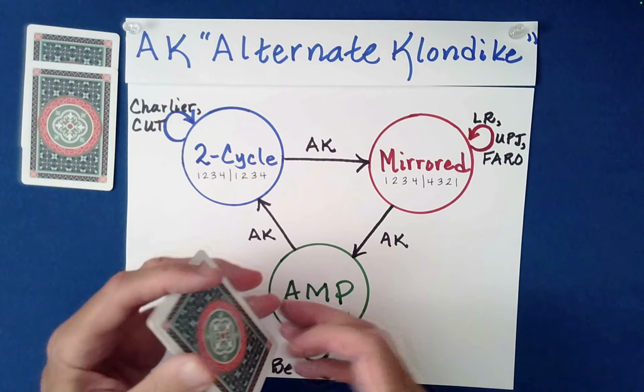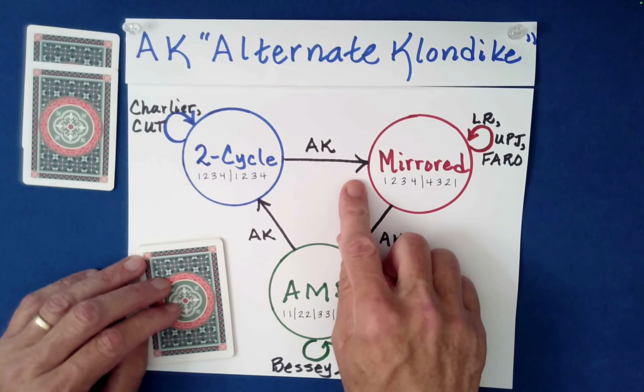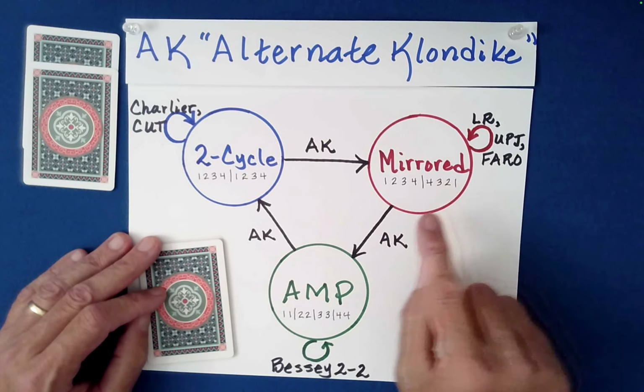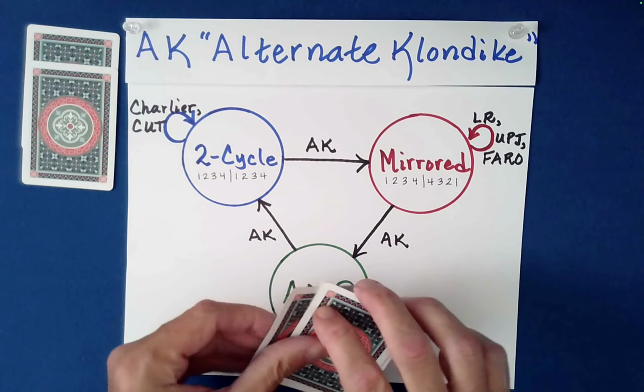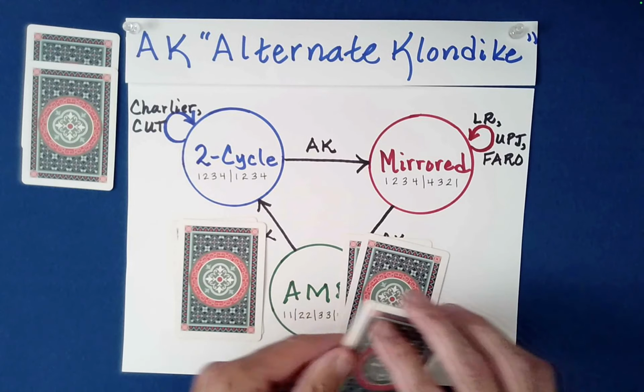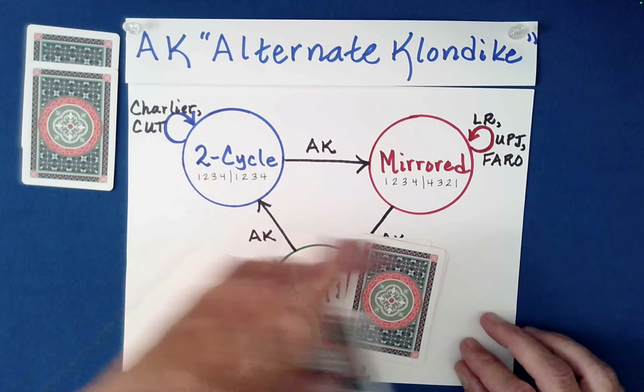Once you know it's cyclic, you have a Charlier shuffle that won't hurt a cyclic construction or random cutting. Now, if you do another alternate Klondike, it takes you here to a mirrored structure, something like this, 1, 2, 3, 4, 4, 3, 2, 1. My videos are always too long because I explain too much.